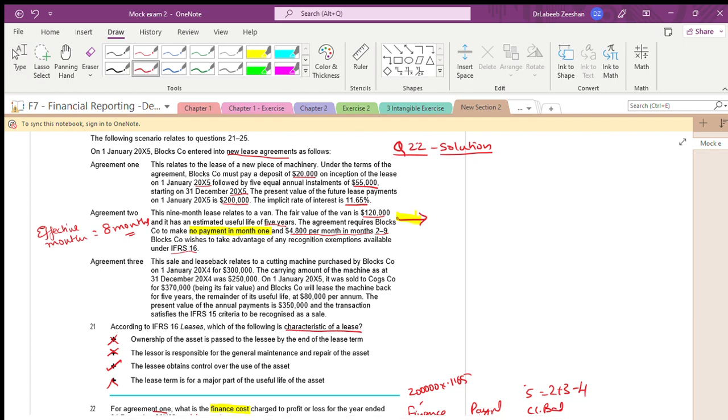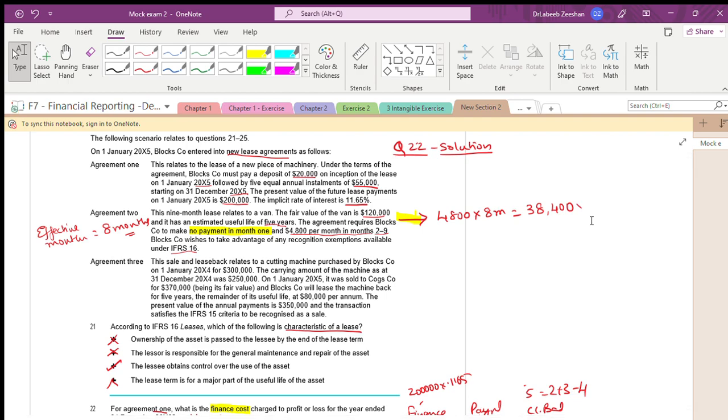Then 4,800 into how many months? 8 months. How much will you get? $38,400. Yes. And next, for how many months are they asking?